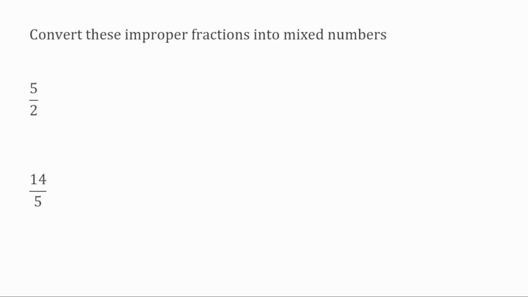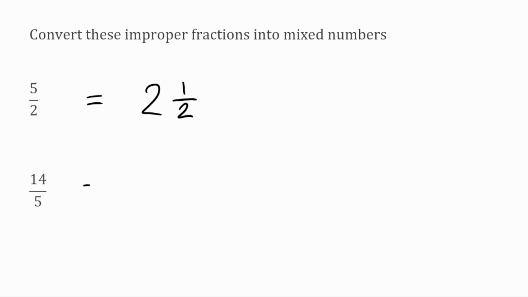So what we want to do first of all is see how many times we can fit 2 into 5. Well, 2 goes into 5 twice. So our whole part for this would actually be 2. Because 2 times 2 is 4. And that would leave us with the remainder of 1. So we're still dealing with fractions over 2. So the remaining proper fraction would be 1 over 2. So 5 over 2 is the same as 2 and 1/2.